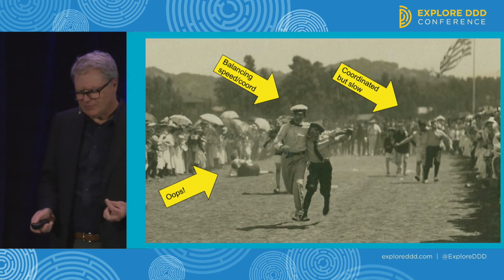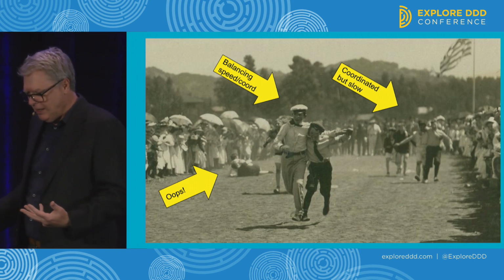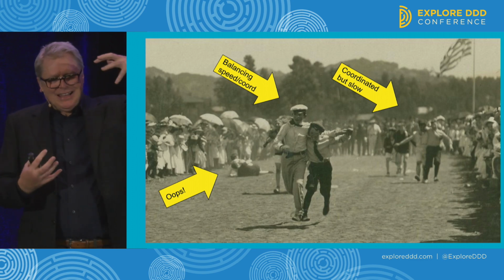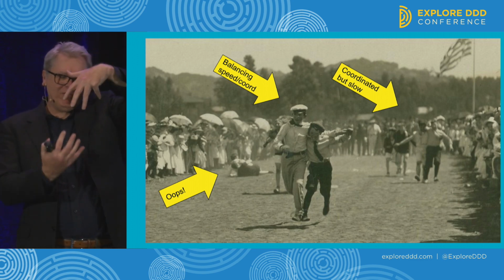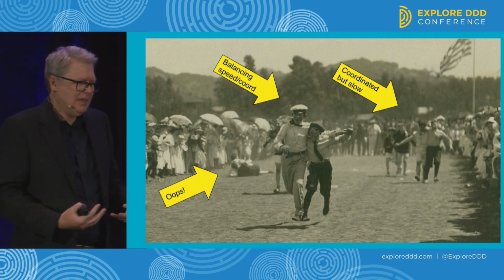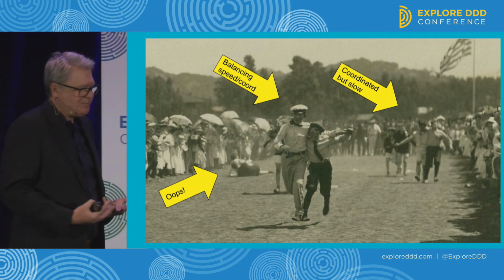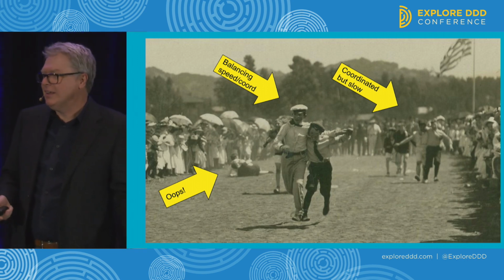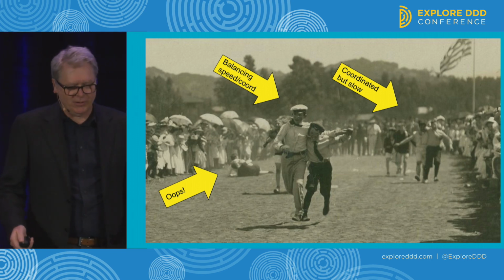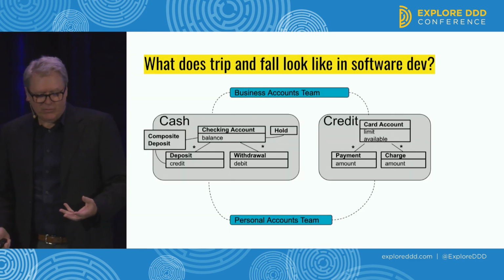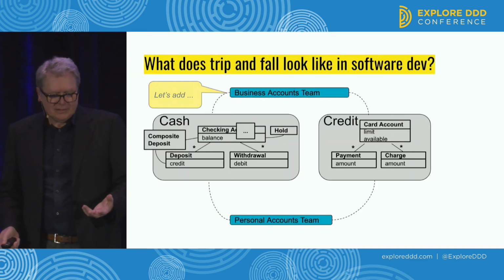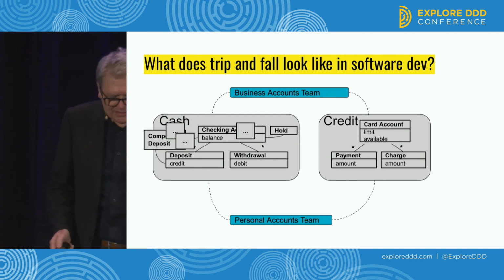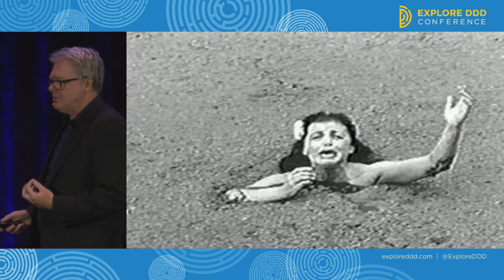Now, using this metaphor, if we end up with, say, a bounded context that's being modified by two different teams, if that's like the three-legged race, what does a trip and fall look like in this metaphor? Well, back to software. They're adding things. The personal accounts team wants to add a few things, modify a few things, let's change some things, let's change some more things.